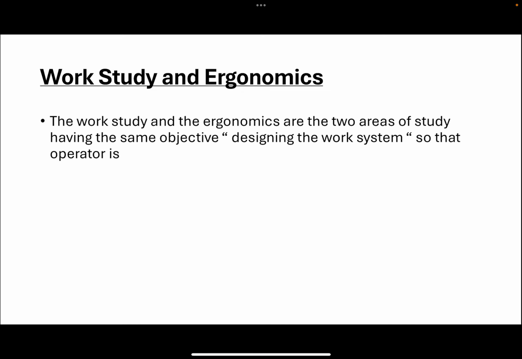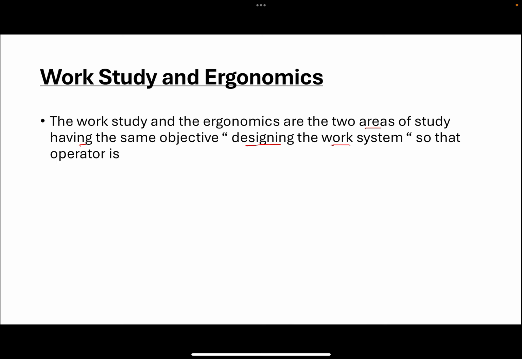And what is the relationship between work study and ergonomics? Work study and ergonomics are two areas of study having the same objective, that is to design the work system. Ergonomics is basically designing a job or an instrument so that the worker or user can use it very easily without any fatigue. So that is all about ergonomics.